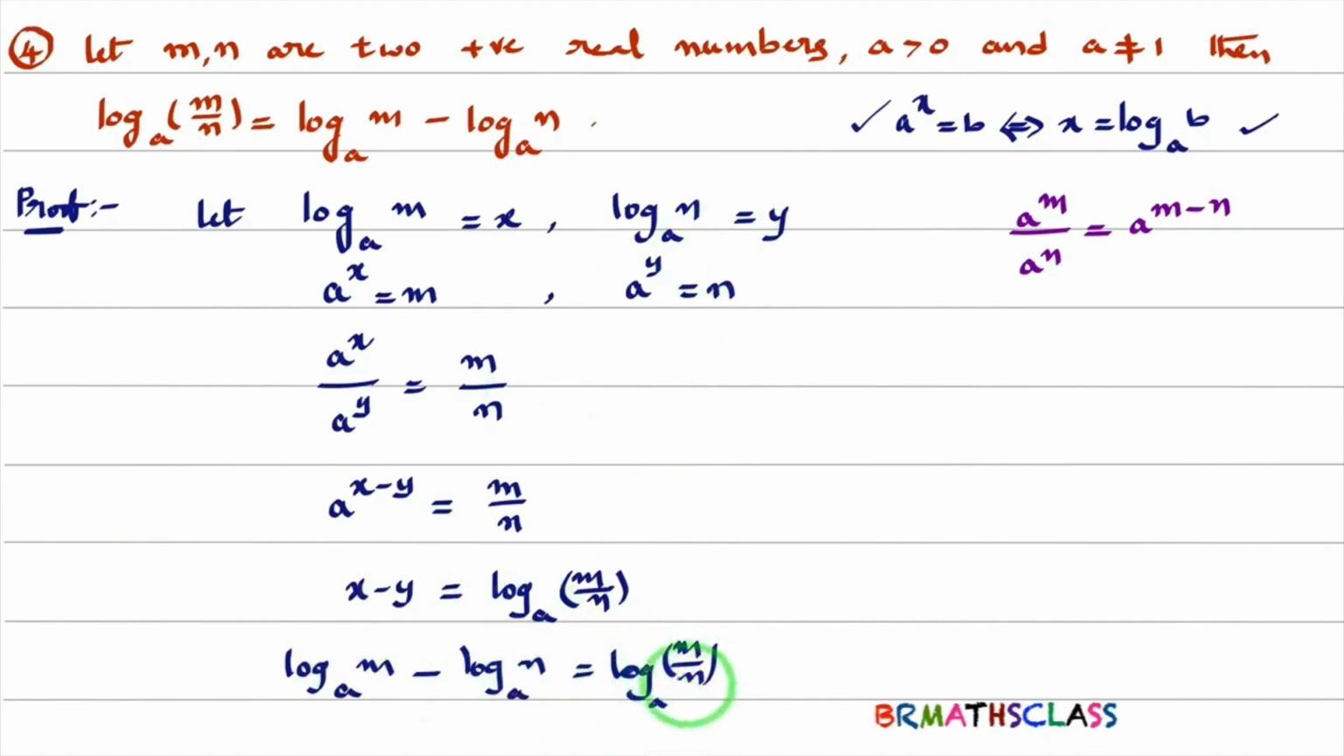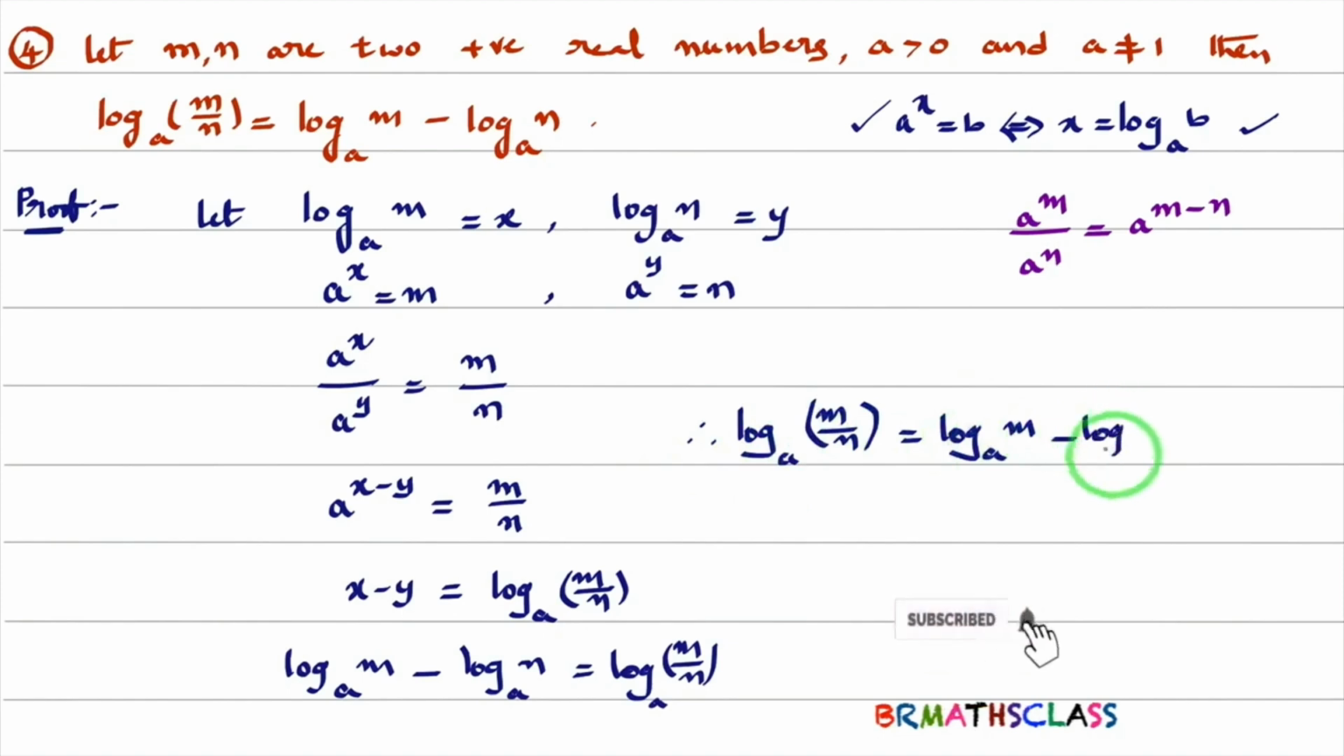You observe here, we proved this result. Log (m/n) base a can be written as log m base a minus log n base a. I'll conclude. Therefore, logarithm of m/n base a is nothing but log m base a minus log n base a. I hope you are understanding.